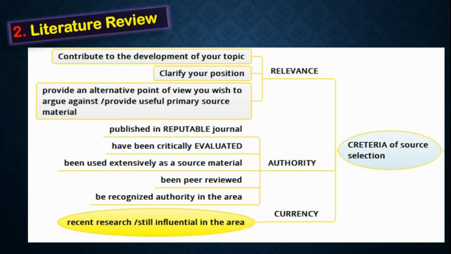And then the last one, currency. Currency is dealing with recent research or research that is still influential in the area, still relevant to the setting and the situation of your research. Okay, those are the criteria of source selection: relevance, authority, and currency.